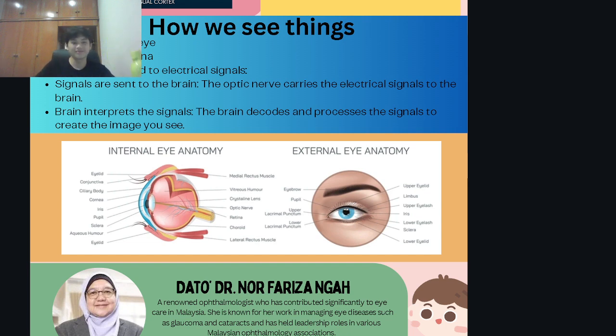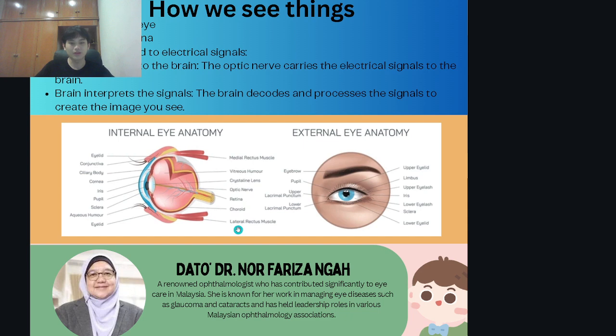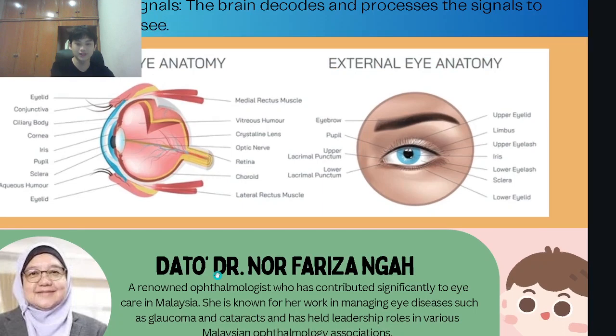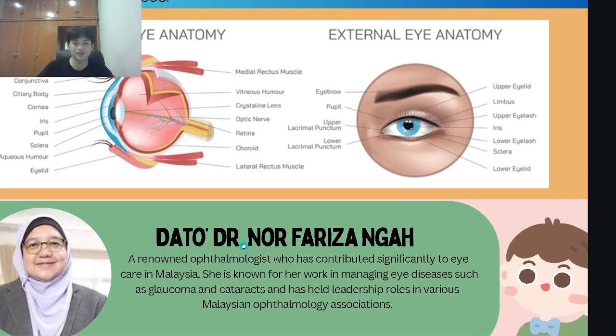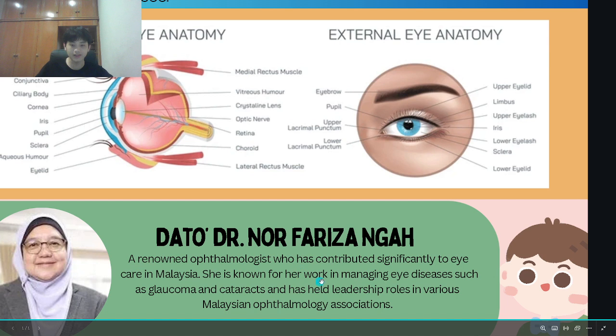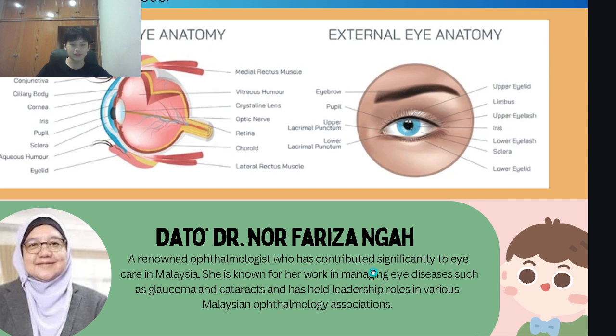One of the famous ophthalmologists in Malaysia is Dr. Noor Sangha. He is a renowned ophthalmologist who was known for managing eye diseases such as glaucoma and cataracts, and held leadership roles in various Malaysian ophthalmology associations.